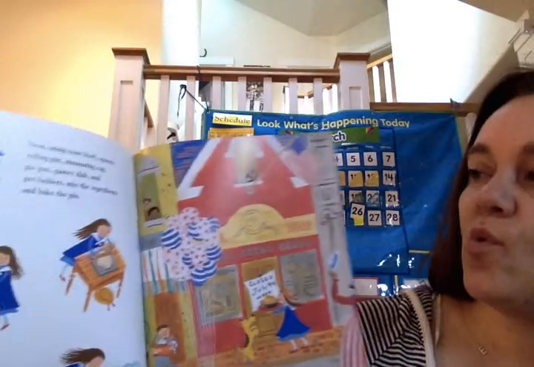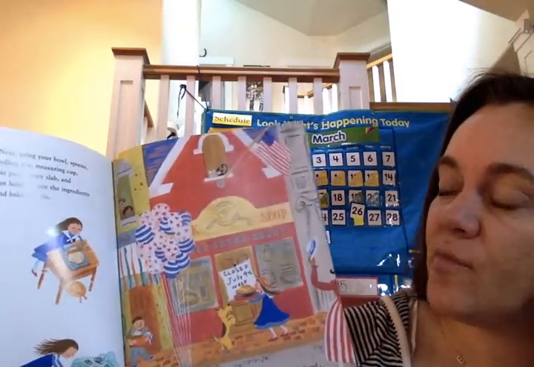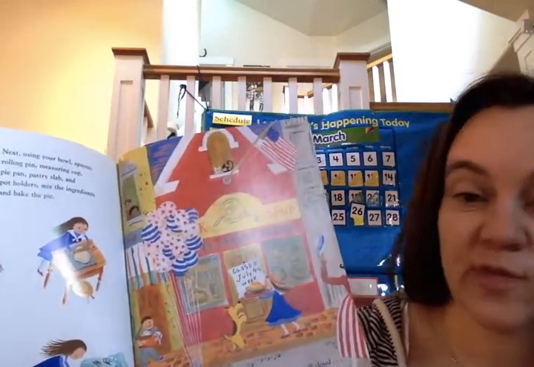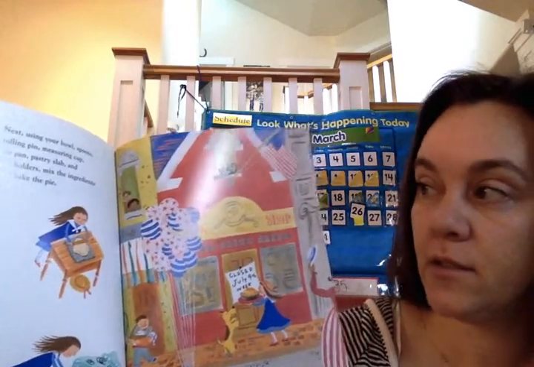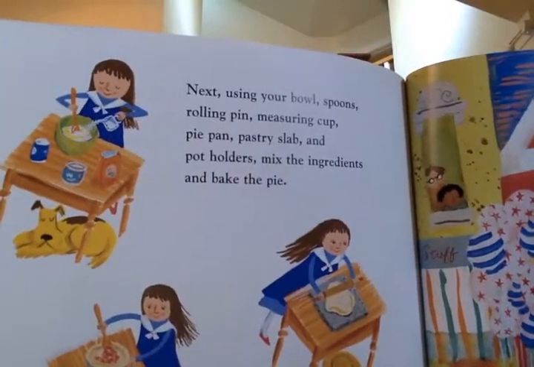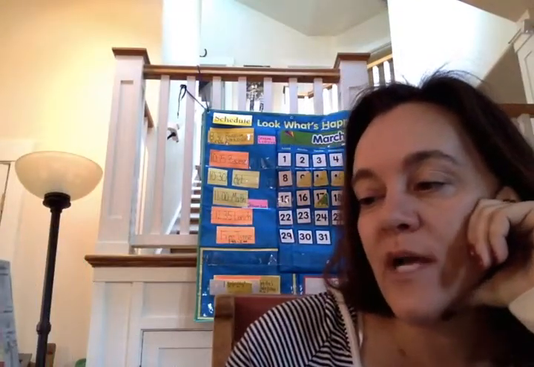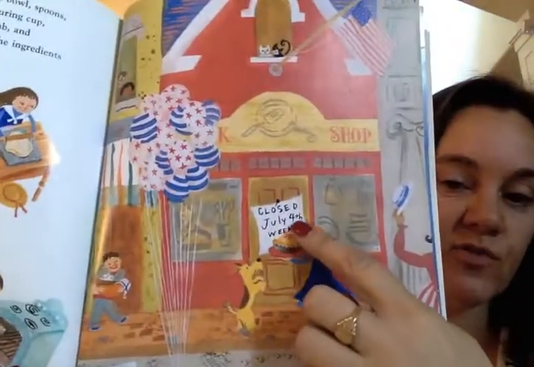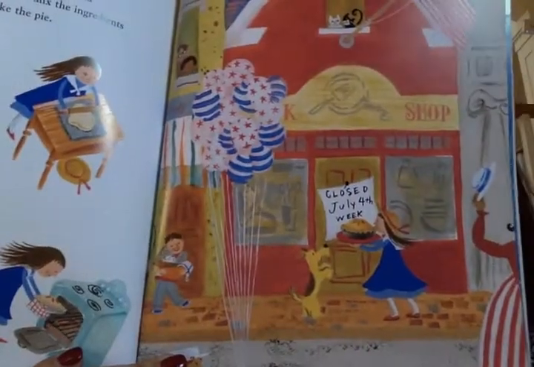Next, using your bowl, spoons, rolling pin, measuring cup, pie pan, pastry slab, and pot holders, mix the ingredients and bake the pie. You can see her doing that there. She's mixing the pie. When the pie is cooled, cut into slices with a pie server. If you don't have a pie server, you can get one at the cook shop. But if the cook shop is still closed, and you can see it says closed July 4th week. Oh my goodness. We're going to have to do a lot of traveling again if we want that pie server.